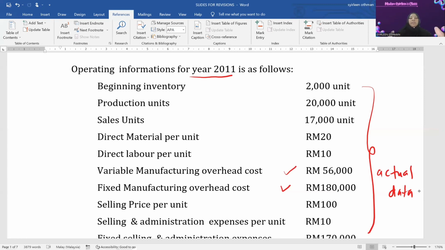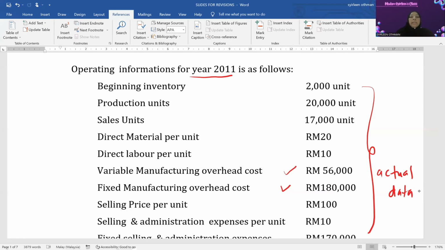Okay, so these figures, even though they are given in the question, these two items that Madam ticked, the values we actually get after the production has been completed. So that one will be used during the adjusting entries later.